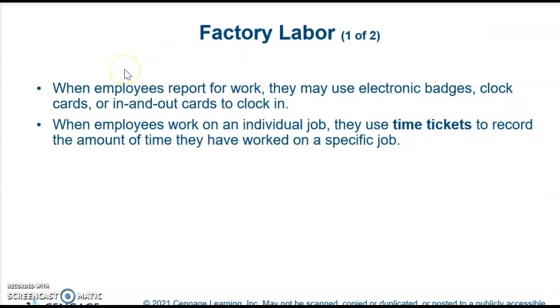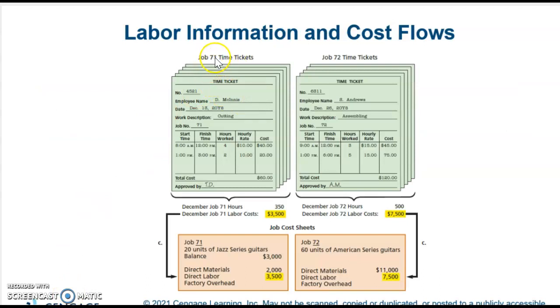Alright, so factory labor. When employees report for work, they may use electronic badges, clock cards, or in and out cards to clock in. When an employee or employees work on an individual job, they're going to use time tickets to record the amount of time they have worked on a specific job. So here's just the different, this is job 71 time tickets. Okay, and the total labor cost. Direct labor for job 71, and then here's job 72. All the time sheets and the total labor.